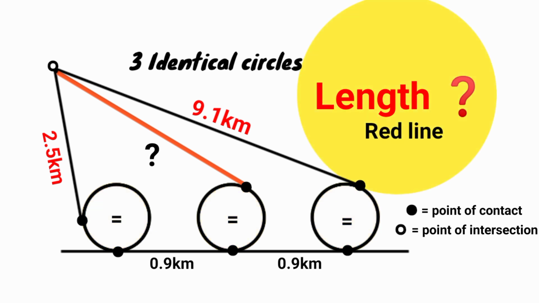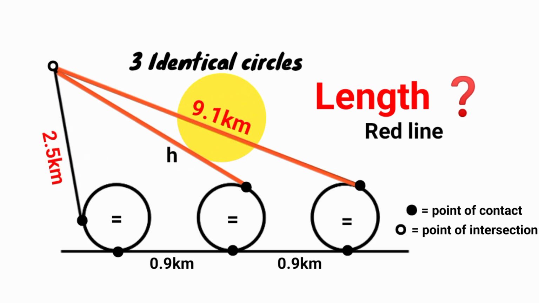We are asked to calculate the length of the red line, that is this here. Assume its length to be h. We have the length of this line segment to be 2.5 kilometers. That of this is 9.1 kilometers. This segment is 0.9 and this is also 0.9.